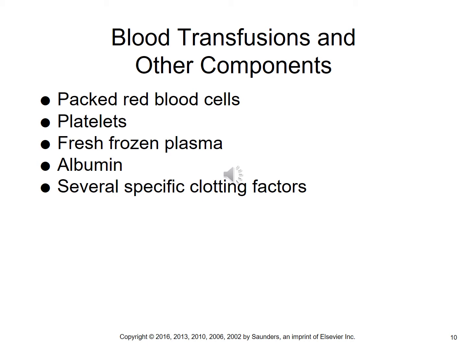That's the biggest thing when it comes down to that, is making sure that there's another nurse that's there to verify you're giving the correct blood product to the patient. This includes platelets, fresh frozen plasma, and albumin.